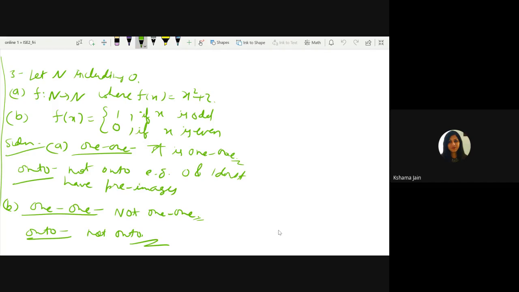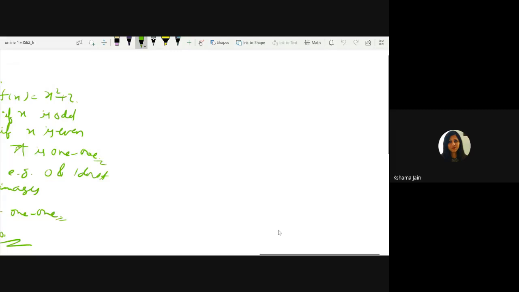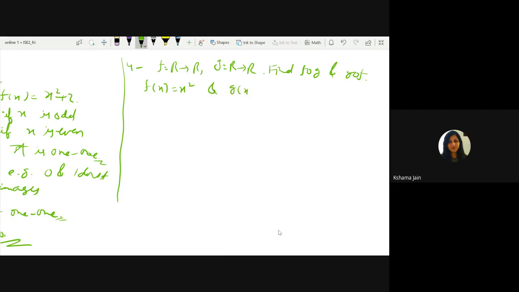So clear this thing, 1 to 1 and onto. Last question I'm taking of this 1 to 1 and onto thing, and then we will move to the pigeonhole principle. Let f be from R to R. This is a combination of composition function and invertible function. So let f be R to R and g be another function from R to R. First question is find FOG and GOF, where f(x) equals x square and g(x) equals x plus 4. Okay, so first question is composition of functions.